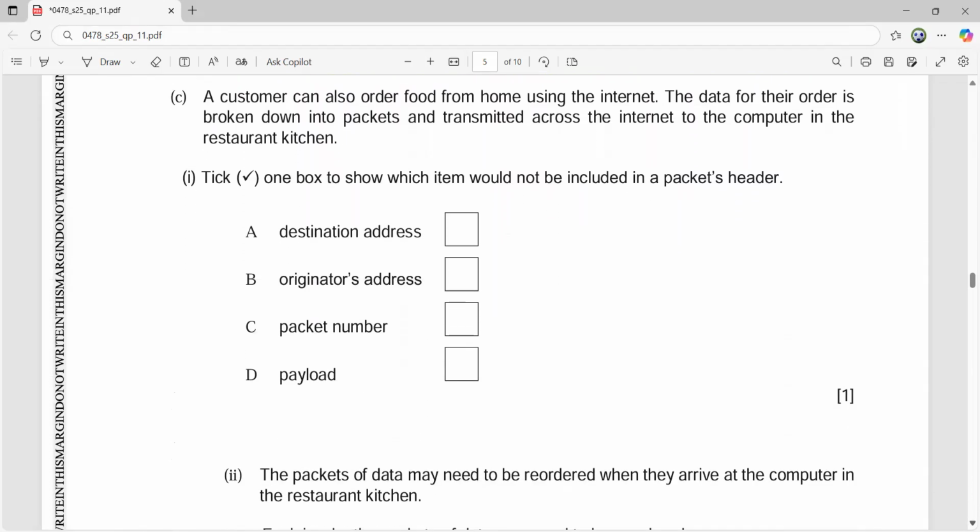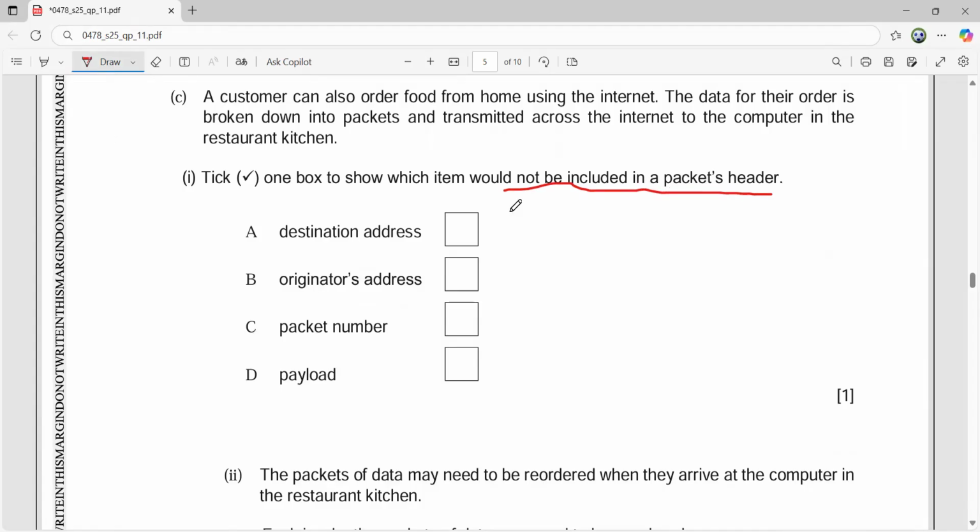Part C. A customer can also order food from home using the internet. The data for their order is broken down into packets and transmitted across the internet to the computer in the restaurant kitchen. Tick one box to show which item would not be included in the packet header. Now, just be clear. This is simply asking you which would not be included in the packet header.